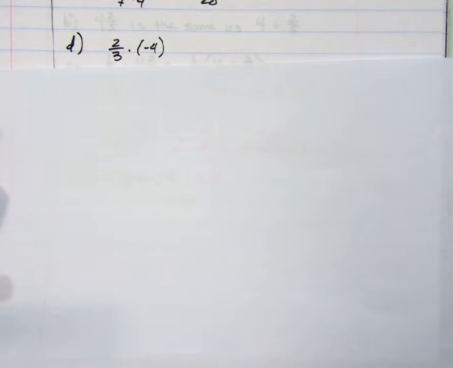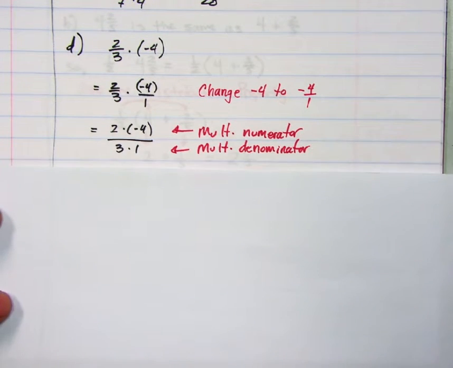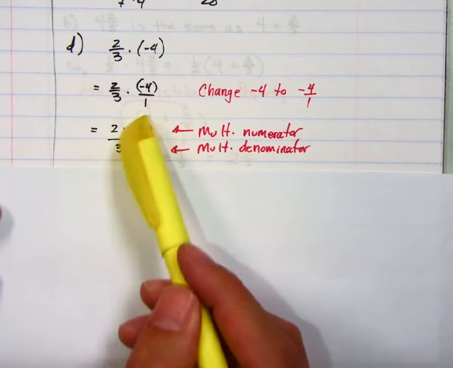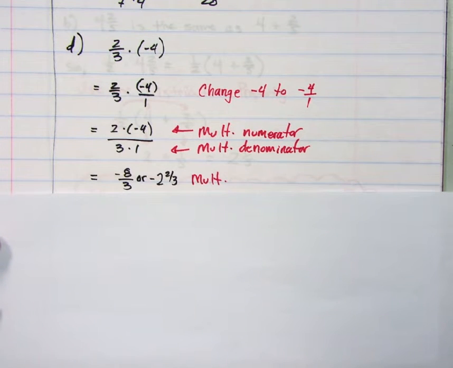Here we go again, 2/3 times -4. So first change -4 to -4/1. Multiply straight across. At this point, I can't really do some cross-canceling. There's nothing that we have similar factors in common, so we just multiply across and then change it to either an improper fraction or a mixed number as necessary.